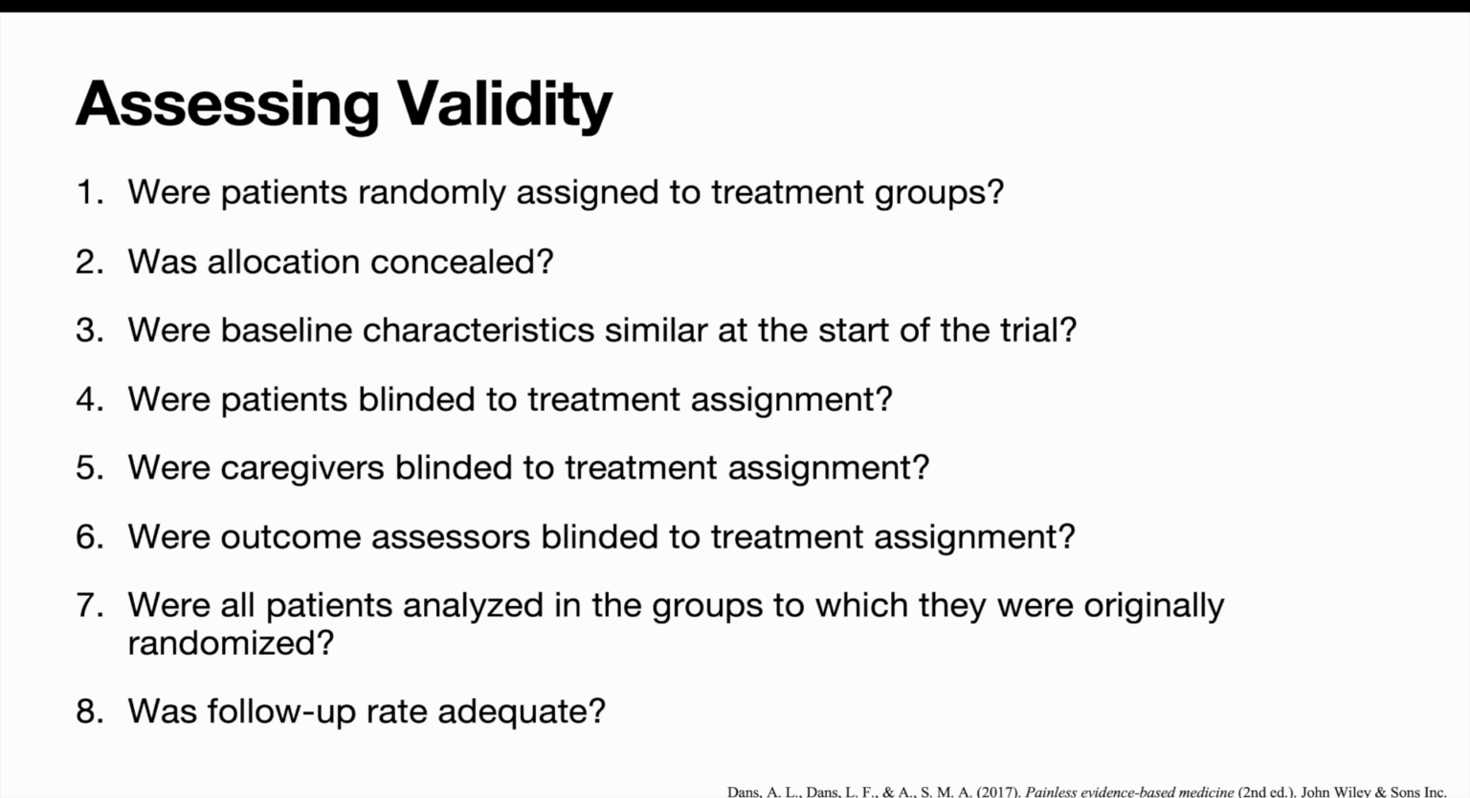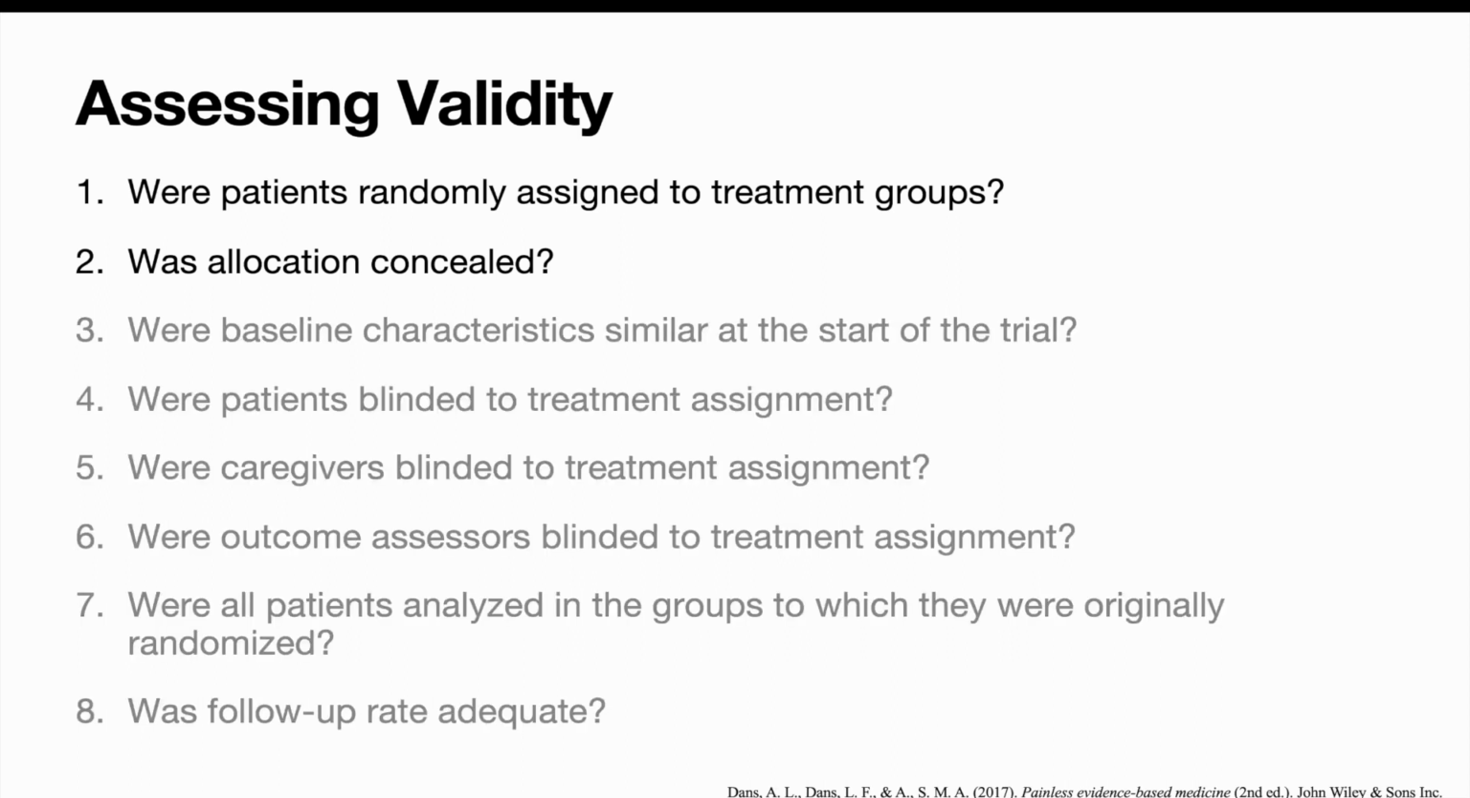So when we're assessing validity, we have some questions that we're going to ask. Were patients randomly assigned to treatment groups? Was allocation concealed? Were baseline characteristics similar at the start of the trial? Were patients blinded to treatment assignment? Were caregivers blinded to treatment assignment? Were outcome assessors blinded to treatment assignment? Were all patients analyzed in the groups to which they were originally randomized? And was follow-up rate adequate?